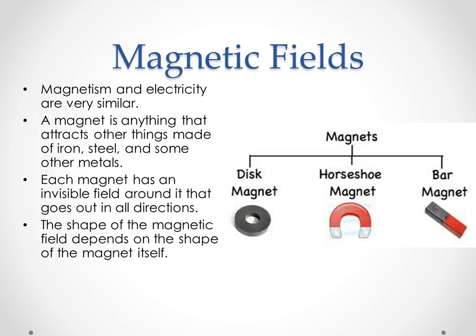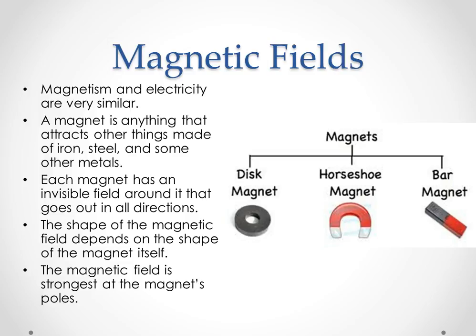Next slide. The shape of that magnetic field depends on the shape of the magnet itself. So a disc magnet is going to have a magnetic field probably in the shape of a circle. A horseshoe magnet might have its magnetic field come out from each side of the horseshoe. And a bar magnet is going to have its magnetic field kind of look like a semicircle around each side of the magnet itself. The magnetic field is strongest at the magnet's poles.